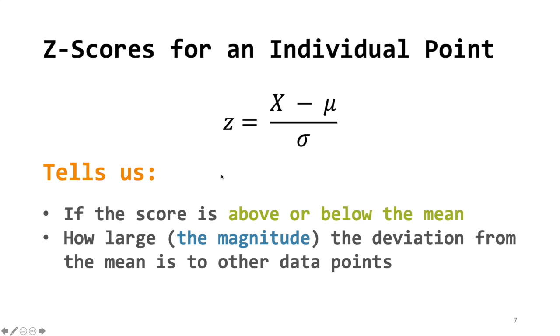So what does the z-score even tell us? Why are we using it? Well, if the score is above or below the mean, we're going to know it. If it's above the mean, the z-score is positive. If it's below the mean, the z-score is negative. That tells us right away. It also tells us how large, in terms of magnitude, the deviation from the mean is compared to other data points, and that's because of the standard deviation. So if the z-score is really big, that means this point is really far away compared to other points. If it's really small, that means it's really close to the mean compared to other points.